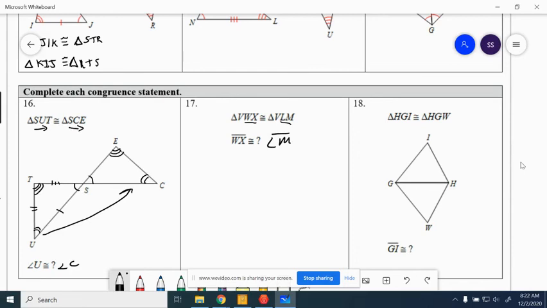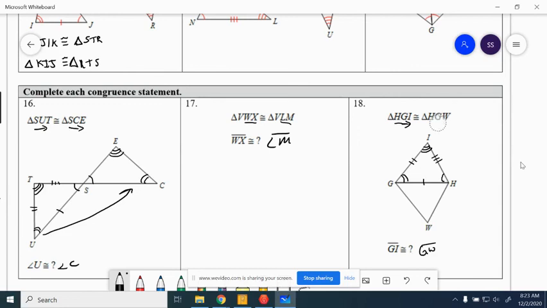Okay, 18, we're looking for GI. Okay, so again, I could just say GI. Well, it's going to be GH, or sorry, GW. But we can kind of prove that here. So I already know the answer is going to be GW. So let's go ahead and kind of prove this. Okay, so I'm going to start at the first triangle, HGI. So we got 1, 2, 3. So that means we're going to go from 1 to 2 to 3. So this is going to be the first segment, second, and then third.